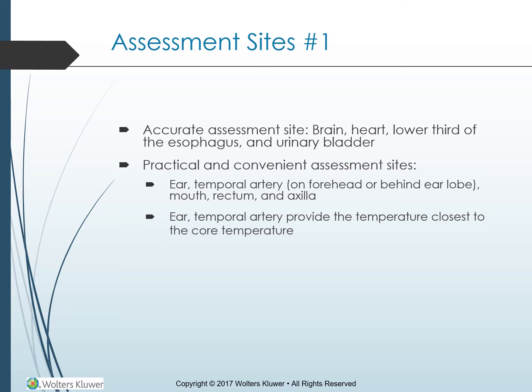Accurate assessment sites for temperatures are the brain, heart, lower third of the esophagus, and the urinary bladder. Practical and convenient assessment sites are the ear, temporal artery on the forehead or behind the earlobe, mouth, rectum, and axilla. Ear and temporal artery provide the temperature closest to the core temperature.